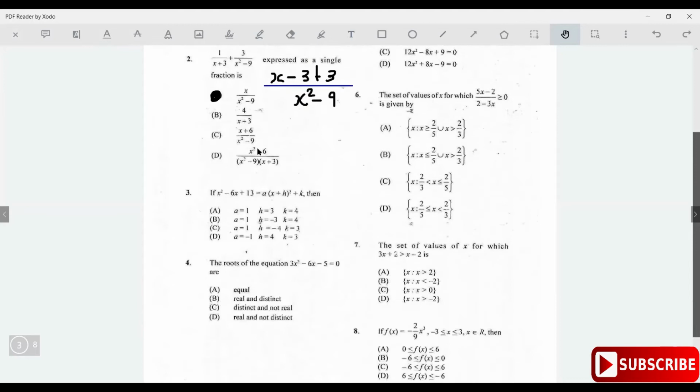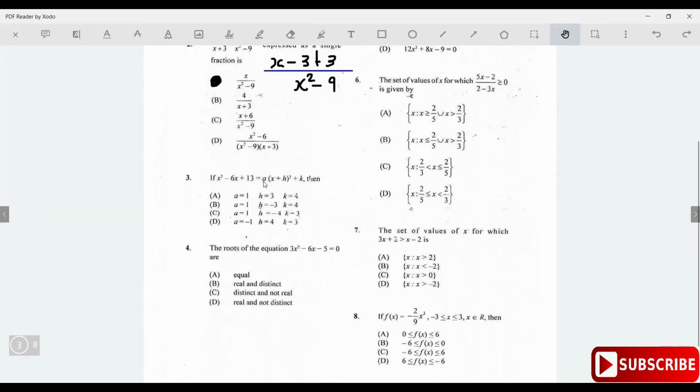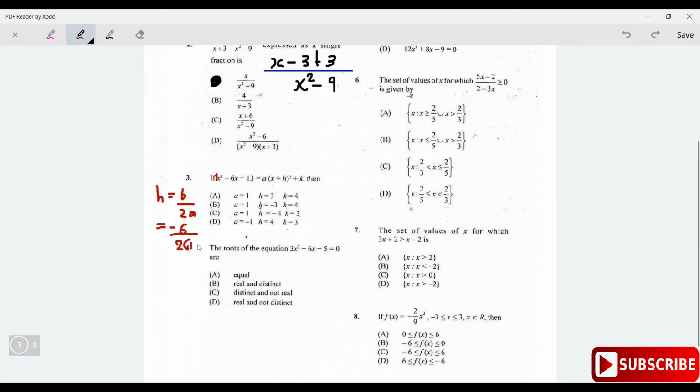Question 3. If x squared minus 6x plus 13 is equal to a times x plus h squared plus k, then first thing, in order to find h, h is equal to b over 2a. This is the formula to find h. So all you need to do is substitute. B is minus 6, so h is equal to minus 6 over 2 times a, where a is 1. A is 1 right here, because that's 1x squared. And so minus 6 over 2 times 1 is negative 3. So looking for h as negative 3. There's only one option there, so that's option B.